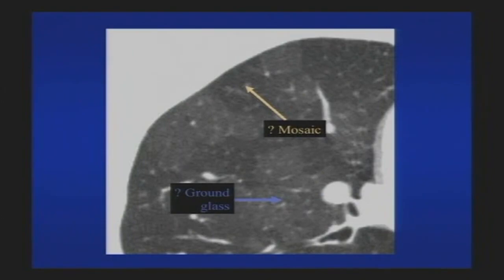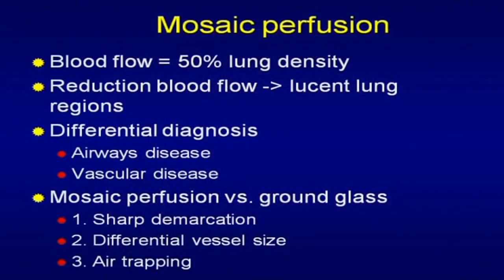There's a few ways. So I'm going to show you all cases of mosaic perfusion where the lucent lung is abnormal. About half of lung density is due to blood flow. So if you reduce blood flow to areas of lung, it will get darker. That's the sort of theory behind mosaic perfusion and why it looks the way it looks. And that may be seen with vascular disease such as chronic PE, and it makes sense why they get decreased perfusion, because you have vascular stenoses and occlusions.